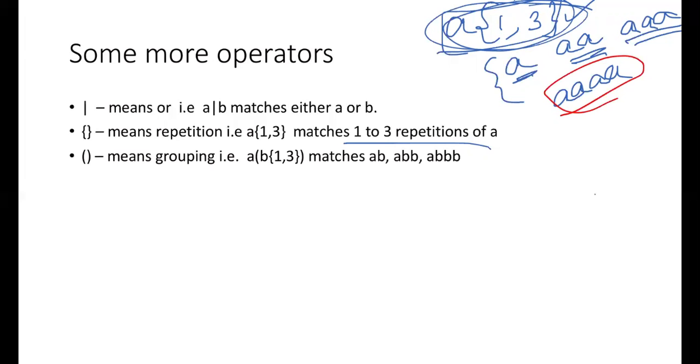Then parenthesis is mainly for grouping. You can see here it is written A within parenthesis B 1 to 3. That means it must first start with A, followed by either 1 time B, or 2 times B, or 3 times B. So the parenthesis here is used to group together these operations.